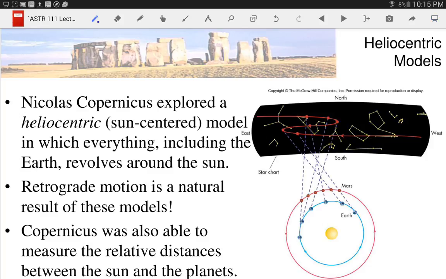And just before his death, he did finally publish it. He's going to die now. I guess it doesn't matter now if the church hates me. And so he did publish it, and he is known for bringing it back. Now, his model had the planets doing perfect circles around the sun. It explained retrograde motion in a very simple way.